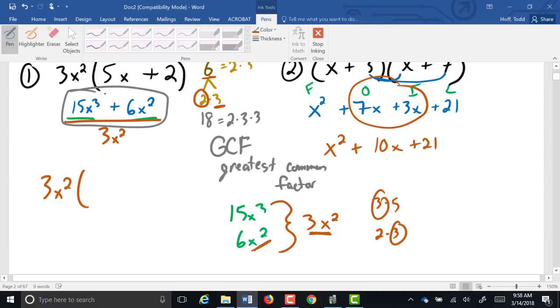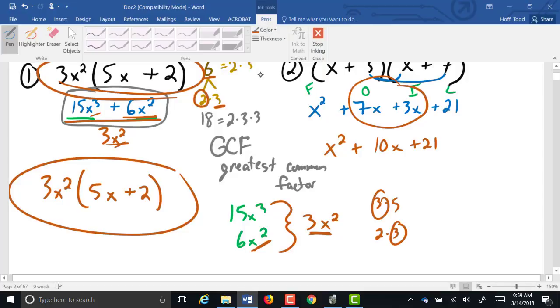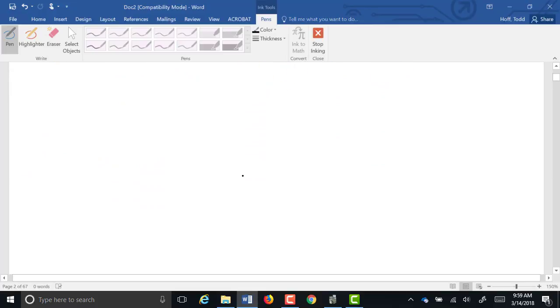So 15, when we divide by a single digit, we divide each digit separately. So 15x to the third divided by 3x squared. Well, 15 divided by 3 is 5. X to the third divided by x squared, just x. 6x squared divided by 3x squared. Well, 6 divided by 3, positive 2. And x squared divided by x squared cancels out. Notice we got back to what we started. That is always the first thing we look for when we are asked to factor, is greatest common factor. So let's take a look at other examples of this.